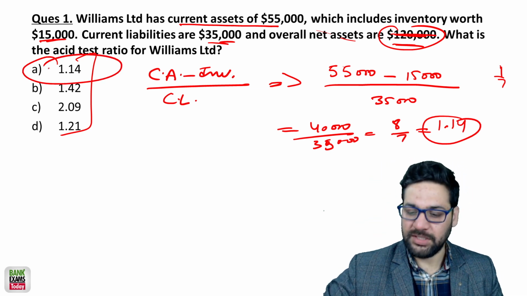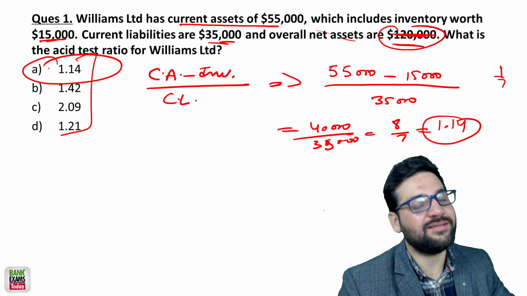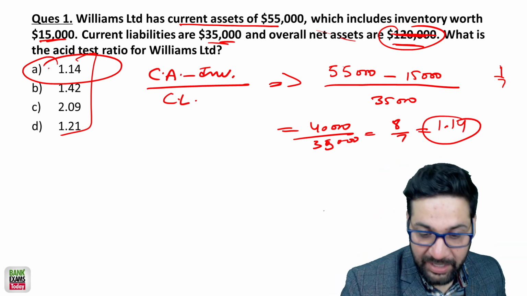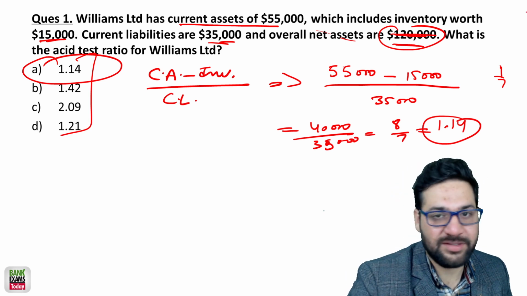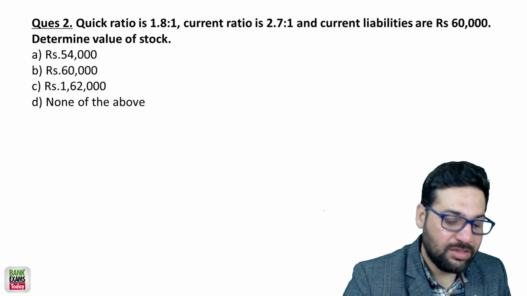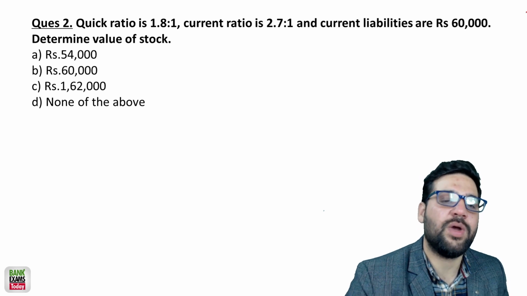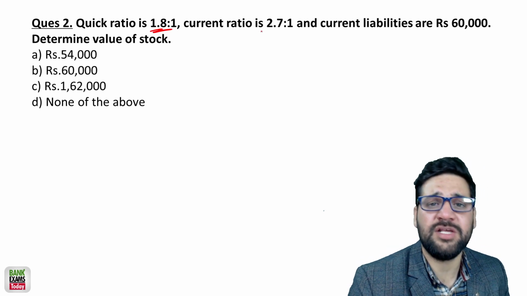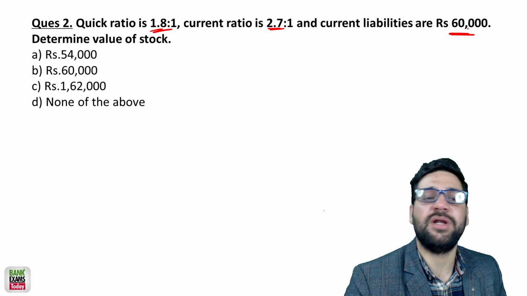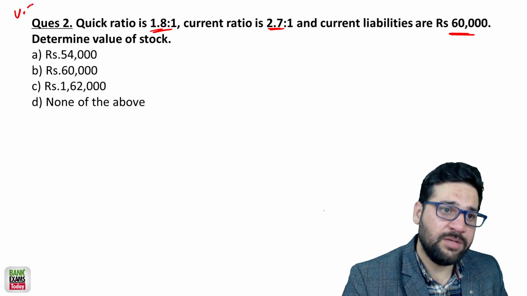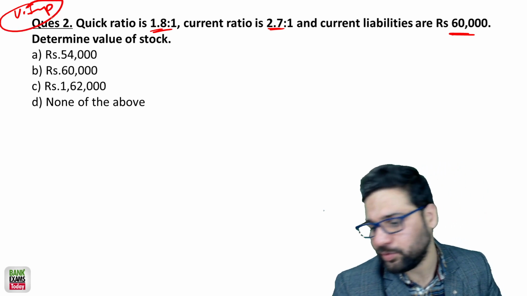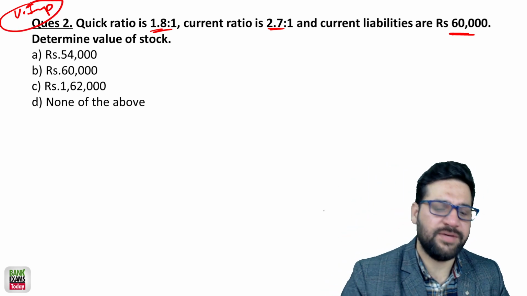Very, very simple. You are going to find these kind of questions in the exam. ऐसे questions paper में आ जाते हैं, काफी easy हैं. Okay. Easy questions and you are going to find such questions in the exam. Next question, the quick ratio. You got the quick ratio 1.8. Current ratio 2.7. Current liability 60,000. Very important question. Very important. Repeated many times. बहुत बार repeat हुआ है. And बिल्कुल tough नहीं है, right?